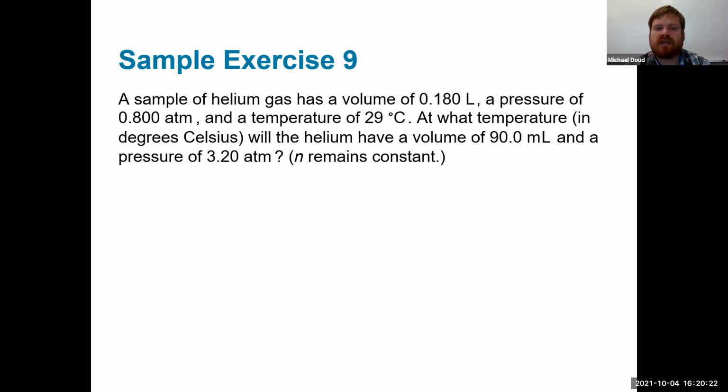A sample of helium gas has a volume of 0.180 liters, a pressure of 0.800 atmospheres, and a temperature of 29 degrees Celsius. At what temperature, in degrees Celsius, will the helium have a volume of 90.0 milliliters and a pressure of 3.20 atmospheres? What do you notice about this right away? 2 things, right? What's the unit of temperature?